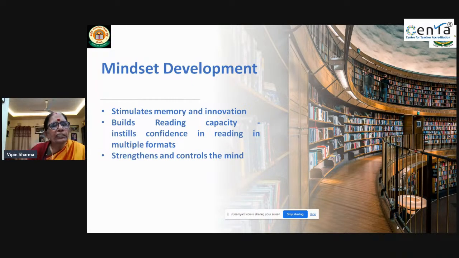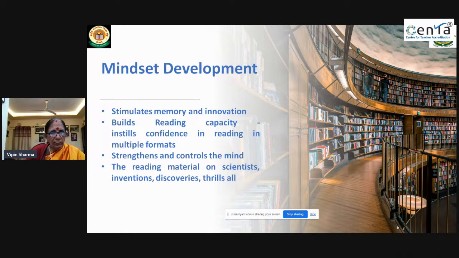Mindset that stimulates memory and innovation, builds reading capacity. I tell you, the CBSE examinations begin with comprehension. And what is the best way to develop comprehension? Library, silent reading, understanding. That is why it builds reading capacity, instills confidence in reading in multiple formats, a source of inspiration for all.